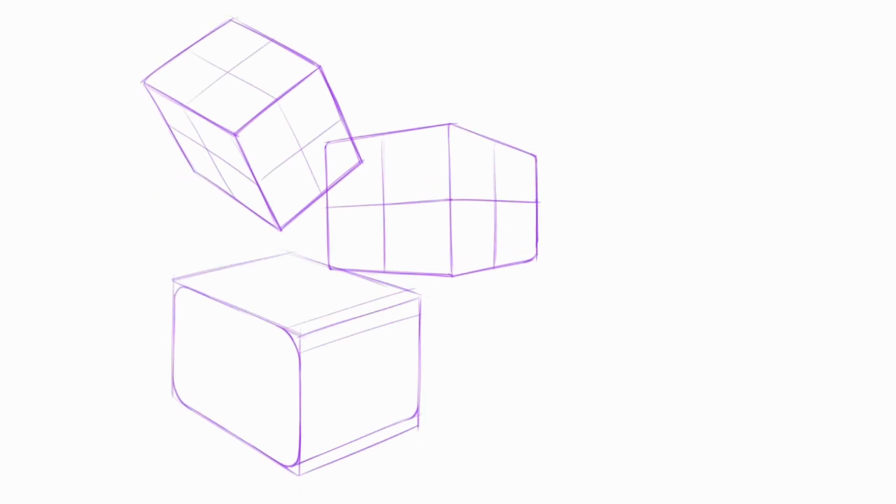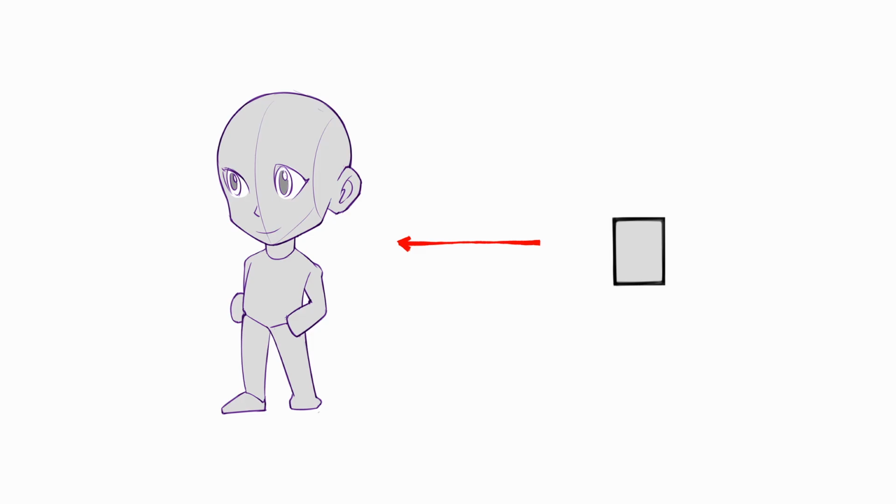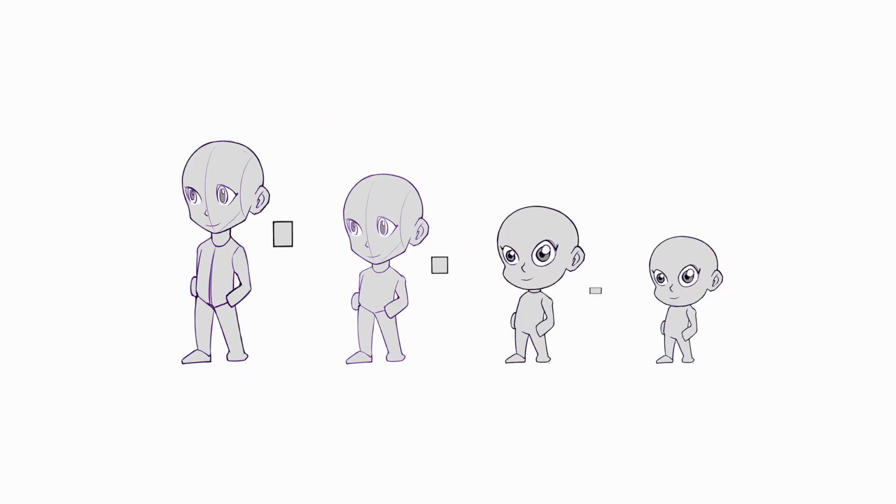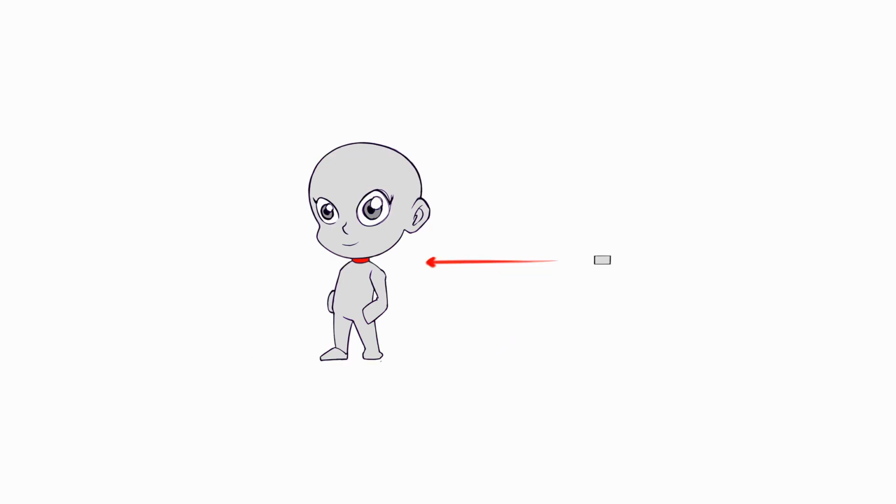Use simple volumes. Think cylinder for neck, square mass for body, then compress the cylinder based on cuteness level. More chibi equals less neck, more charm equals adhik akarshan.